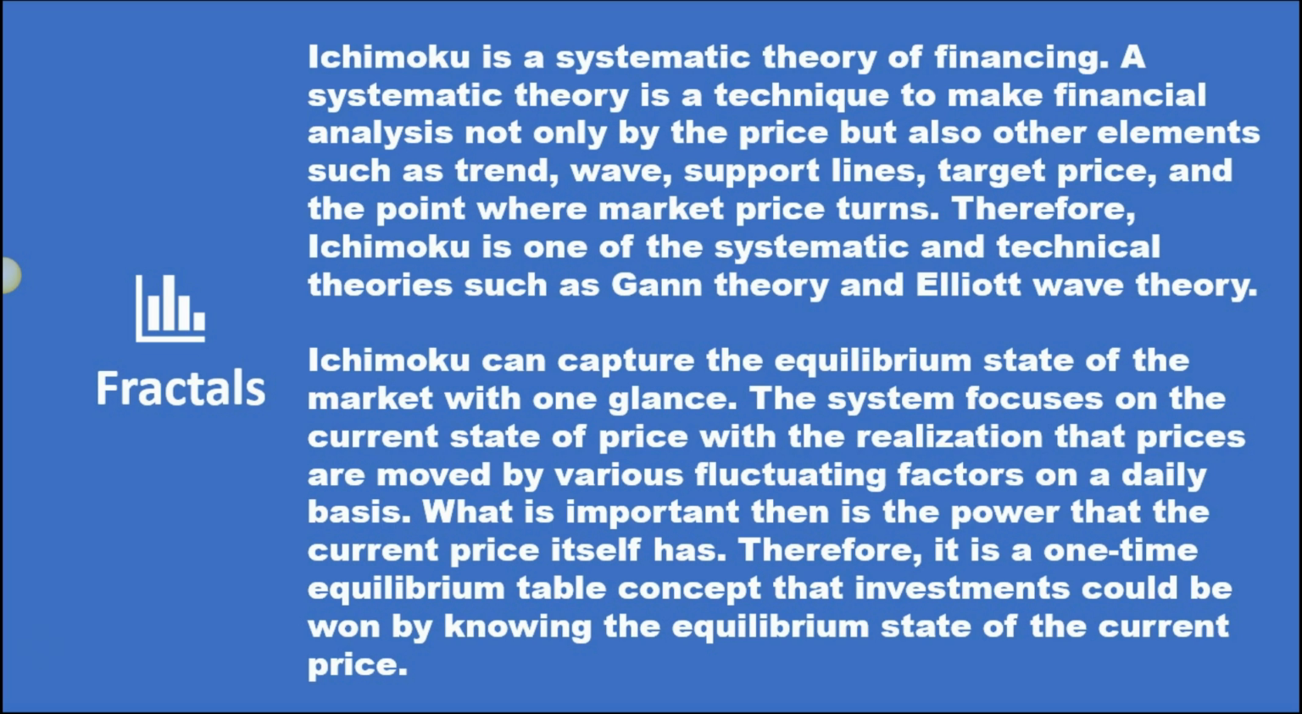So let's just start from here and talk a little bit about what Ichimoku is. Ichimoku is a systematic theory of financing. A systematic theory is a technique to make financial analysis not only by the price, but also other elements such as trend, wave, support lines, target price, and the point where market price turns. Therefore, Ichimoku is one of the systematic and technical theories such as GAN theory and Elliott wave theory.